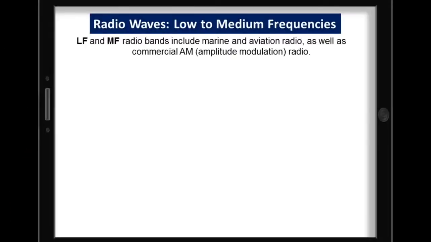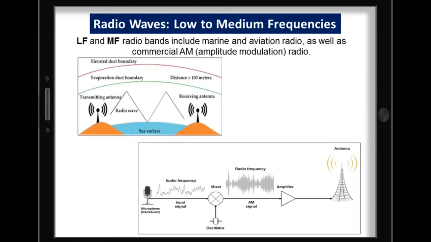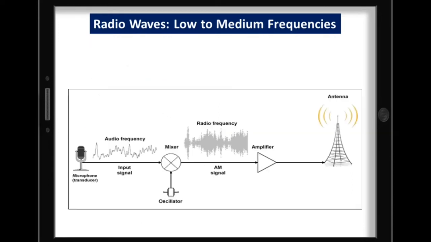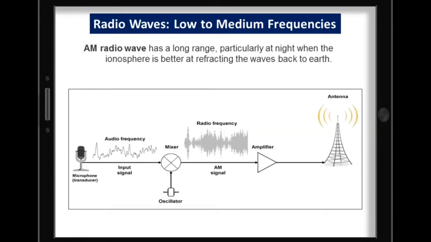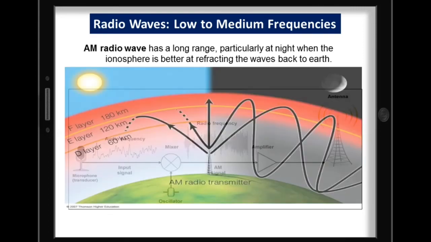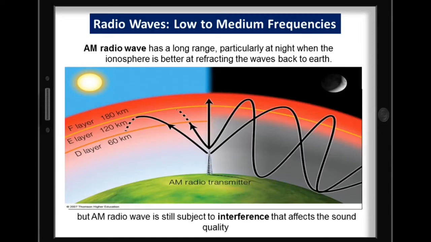The low-frequency and medium-frequency radio bands include marine and aviation radio, as well as commercial AM or amplitude modulation radio. AM radio has a long range, particularly at night when the ionosphere is better at refracting the waves back to Earth, but still it is subject to interference that affects the sound quality.